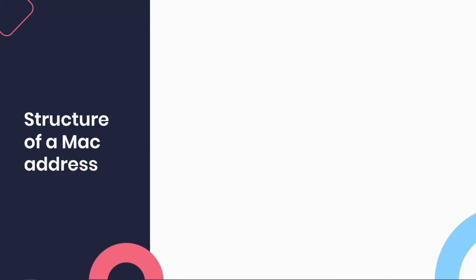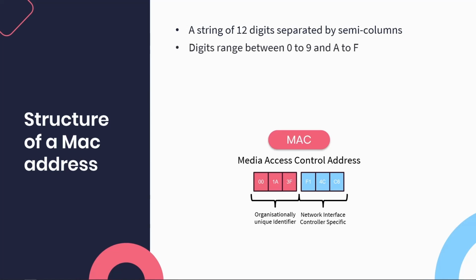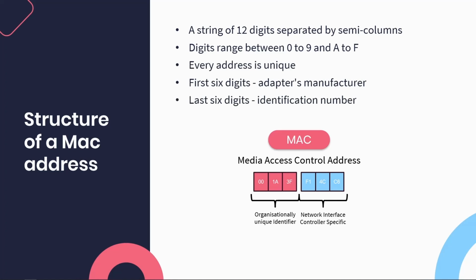Let's unpack a MAC address by looking at this example. A MAC address often comes as a string of 12 digits separated by semicolons. The digits range between 0 to 9 and A to F. Since MAC addresses are unique identifiers, every MAC address is unique. The first 6 digits of a MAC address represent the adapter's manufacturer, and the last 6 digits represent the identification number for that model of adapter.